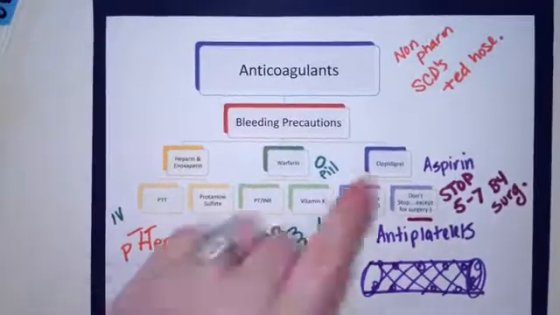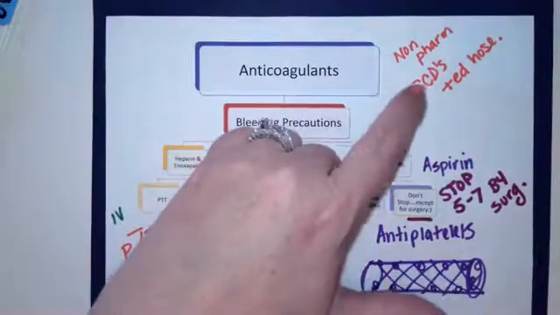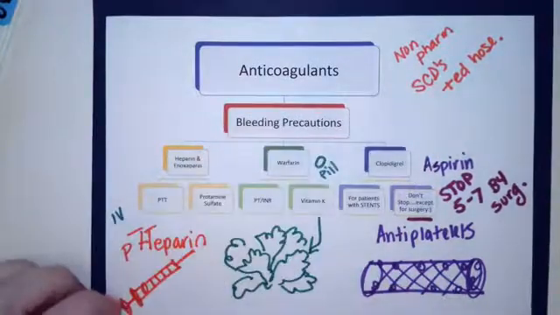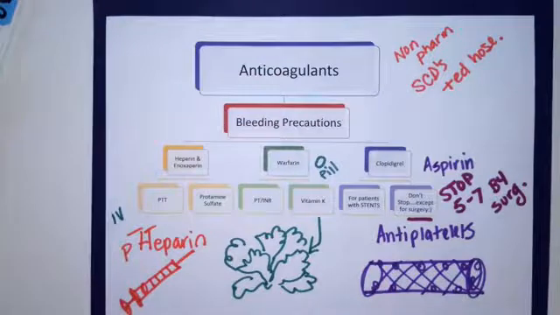Of course, you have to remember our non-pharm options, right? SCDs, TEDHOs, exercise, etc. But for our anticoagulants, one thing that we should always think about is what do they have in common? And so for these, the thing that they have in common is bleeding precautions. So keep in mind what you tell your patients who are on bleeding precautions.